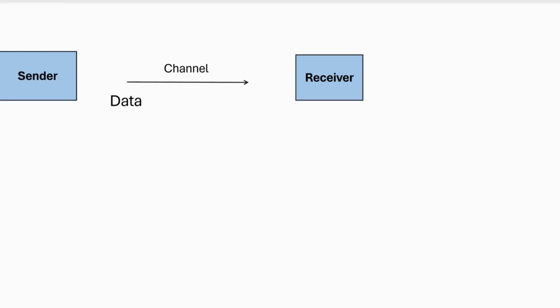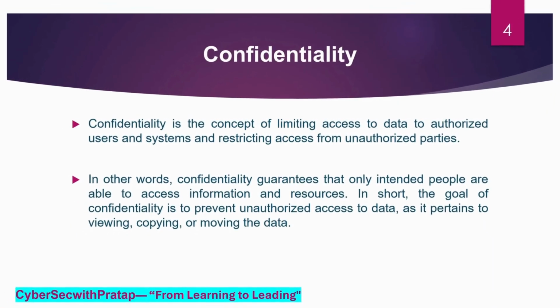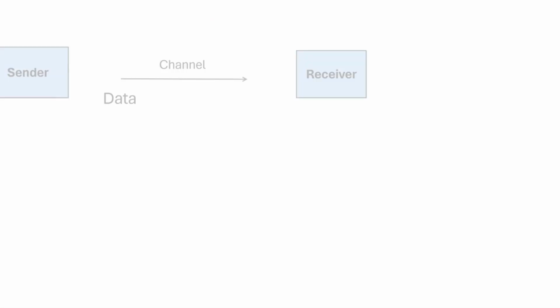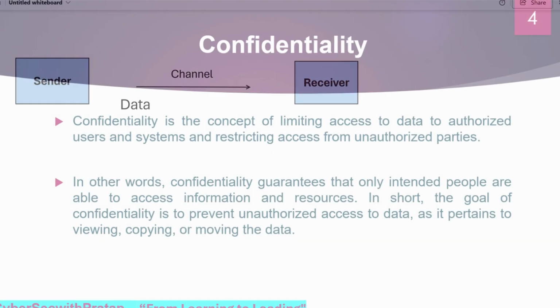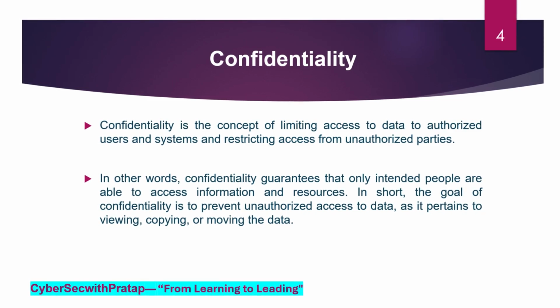So let's start one by one. First, confidentiality. What is confidentiality? Confidentiality is the concept of limiting access to data to authorized users and systems, and restricting access from unauthorized parties. It means if we have a piece of information, we always ensure that only an authorized person has access to this piece of data.